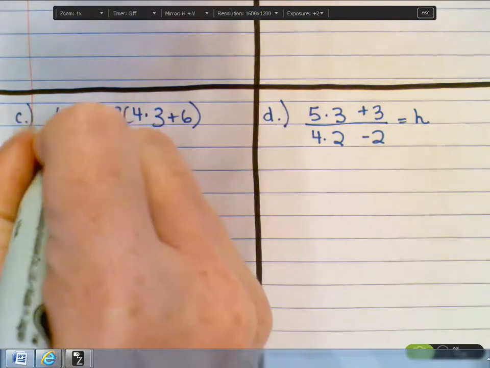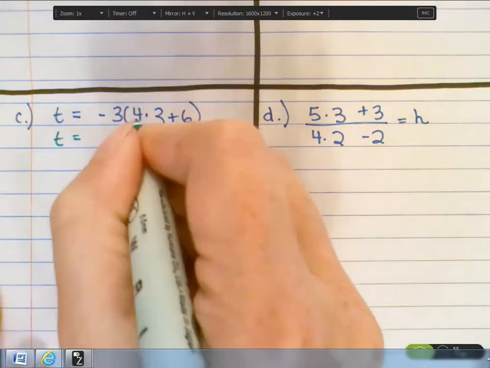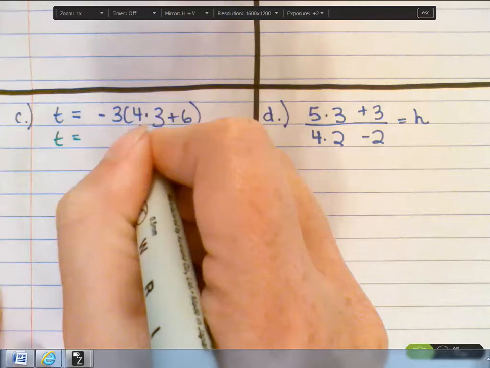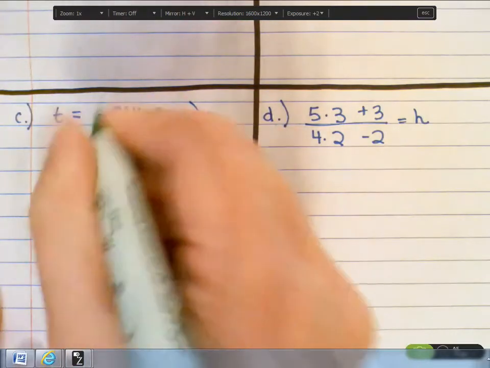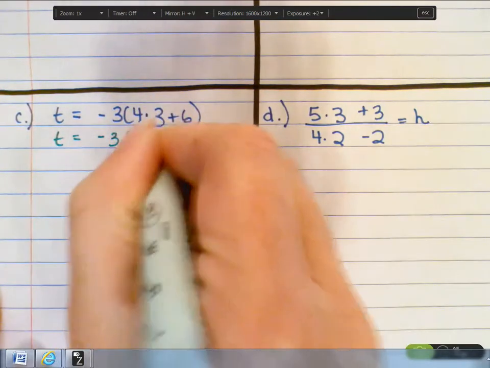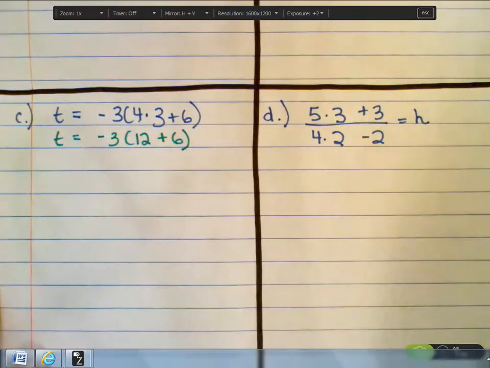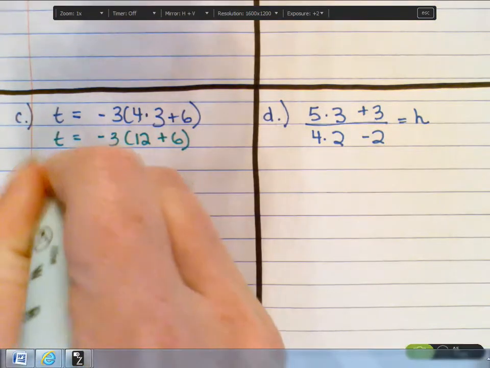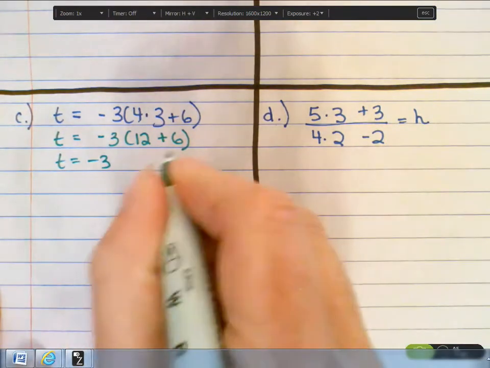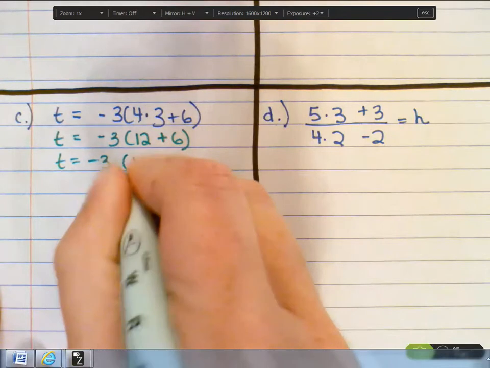Alright, here we go. We need to do parentheses. Within our parentheses, we're still going to do order of operations. So we're going to say 4 times 3 is 12. So rewrite it. Since we did that first step, we're still going to do our parentheses. So you need to do 12 plus 6, which is going to be 18.